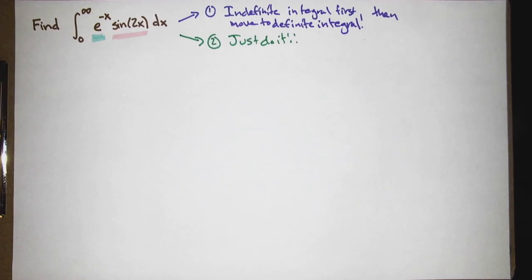But if you're not comfortable with that, just say, all right, I'm not comfortable. I'll stick with option 1, where I go through and do the indefinite integral. So indefinite integral, remember, that means drop the bounds. Go through, figure out the integral. And then once I have that, I can now do the evaluation.